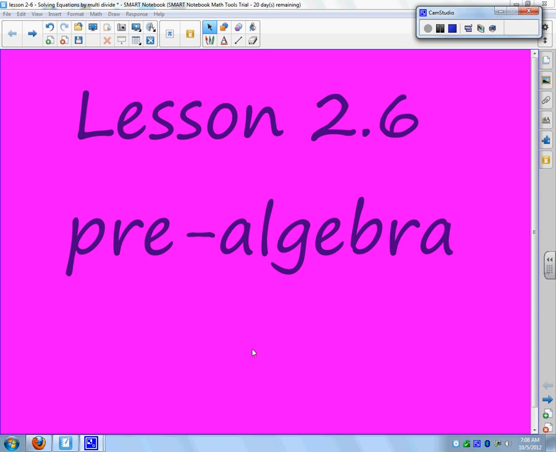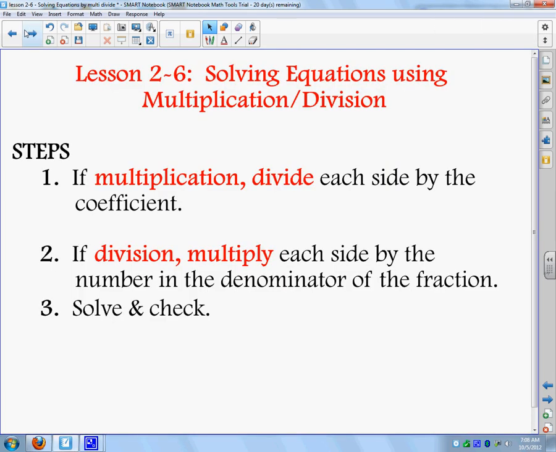This is lesson 2.6 for pre-algebra. Lesson 2.6 is solving equations using multiplication and division. So you have some key steps. It's very similar to addition and subtraction.